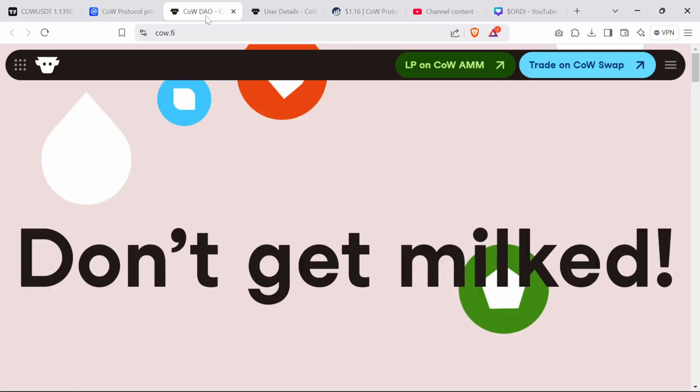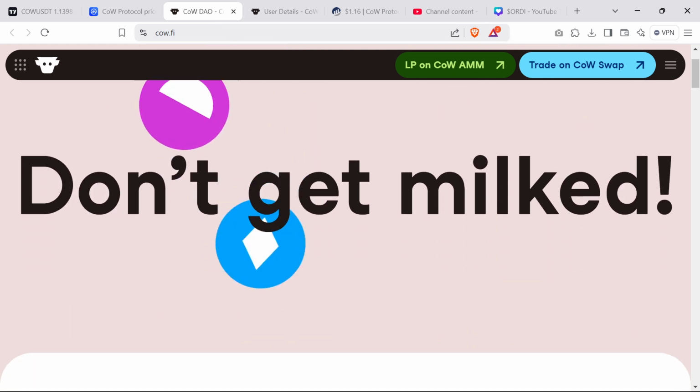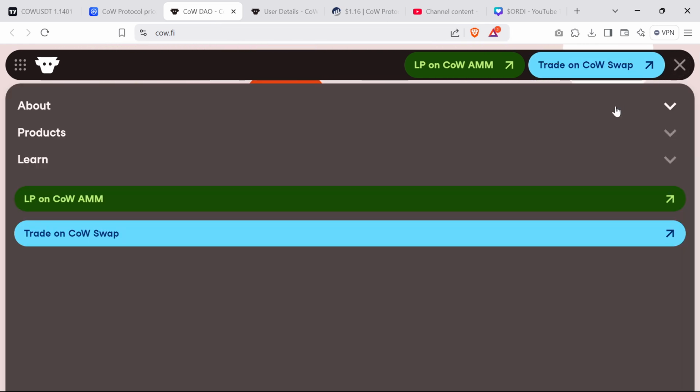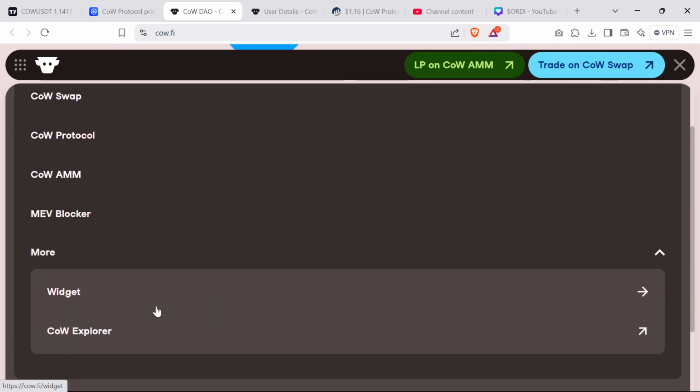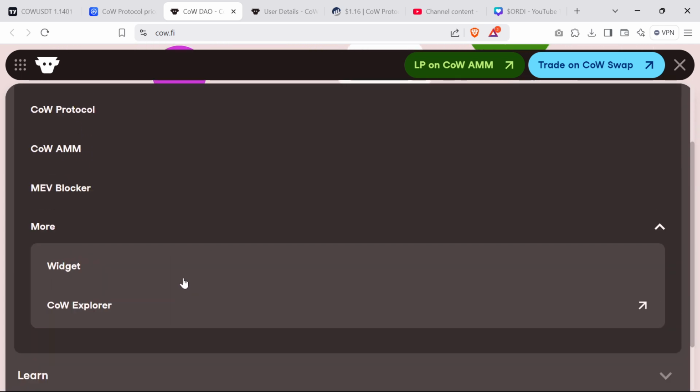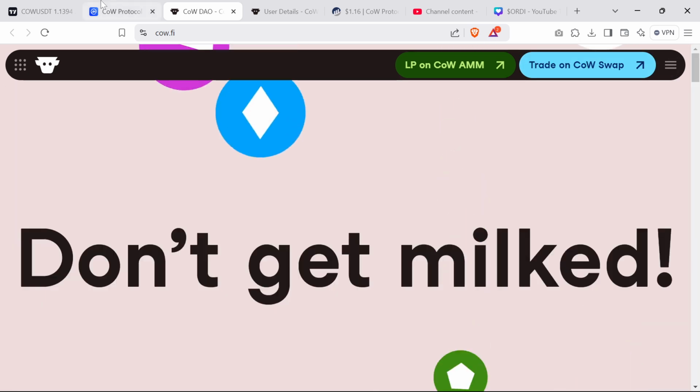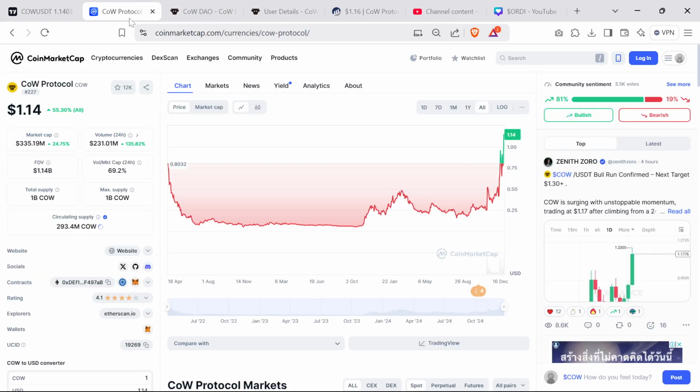Now Cow Protocol again is another DAO. Nothing wrong with the coin, obviously it's got a lot of products. You've got Cow Swap, Cow Protocol, Cow AMM, MEV Blocker, you've got the Cow Explorer. There's a lot going on with Cow, but however for us we're looking at the market cap at 300 million.